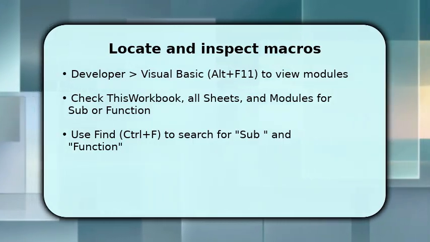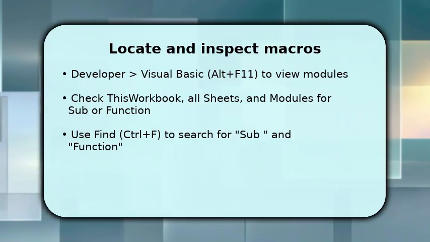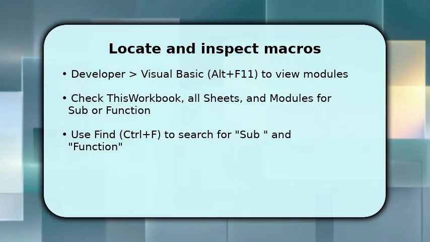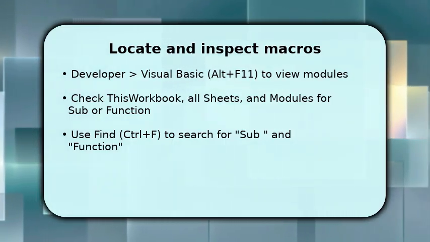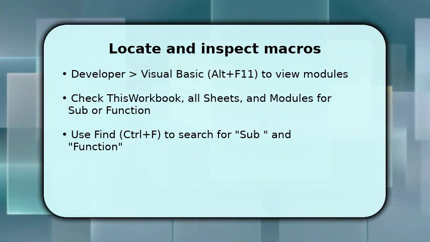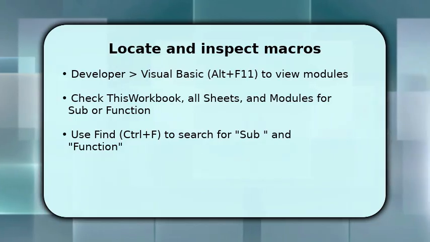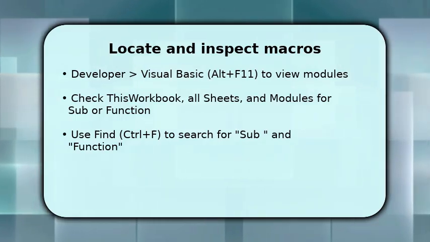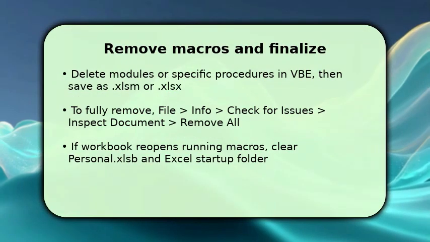These run automatically. If you're unsure about a routine, comment it out by prefixing lines with an apostrophe to disable it temporarily. You finish by deleting the unwanted code. In the Visual Basic Editor, right-click the module or procedure and choose Remove, optionally export first, then confirm deletion.